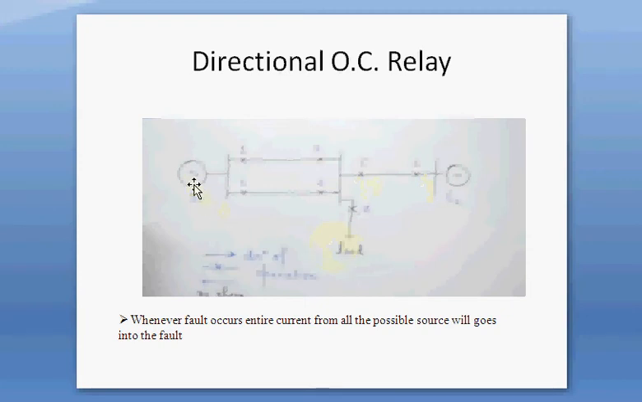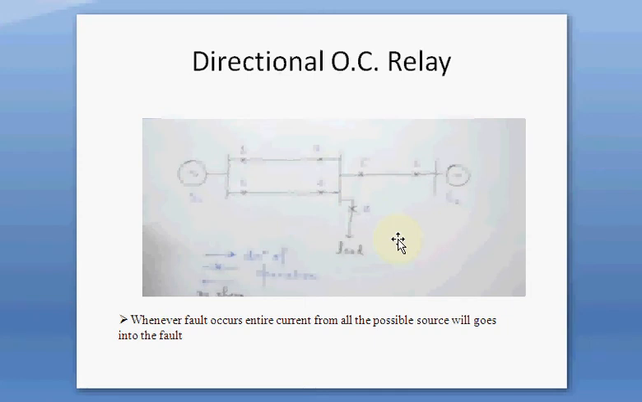Now consider this system. This system consists of two generators and 7 relays. This cross, positions 1, 2, 3, 4, 5, 6, 7, are the positions of the relays which have been placed to protect this power system.